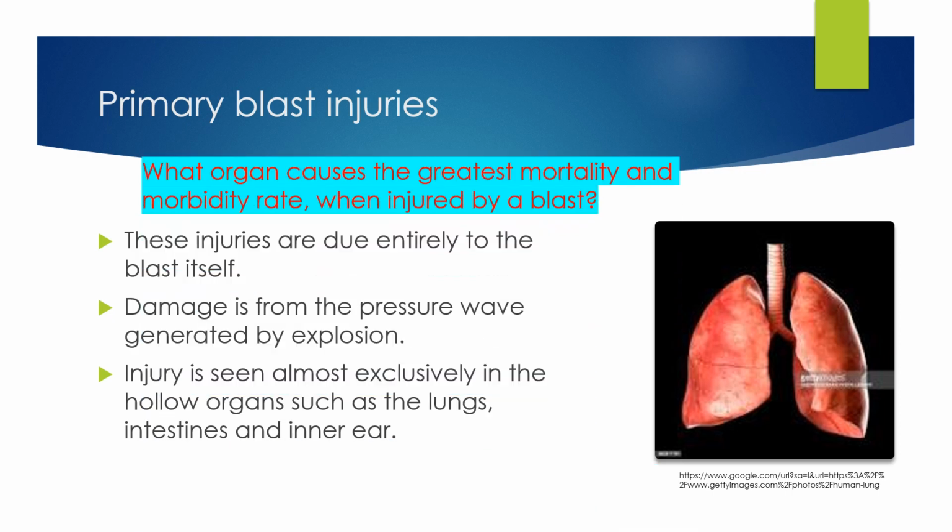The next one we're going to talk about here, or actually I forgot about this question here. Let's see, it says, what organ causes the greatest mortality and morbidity rate when injured by a blast? And that would be your lungs.